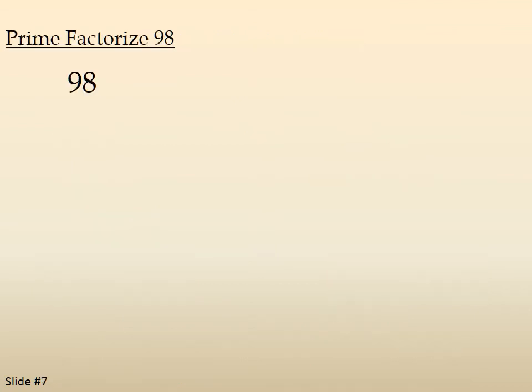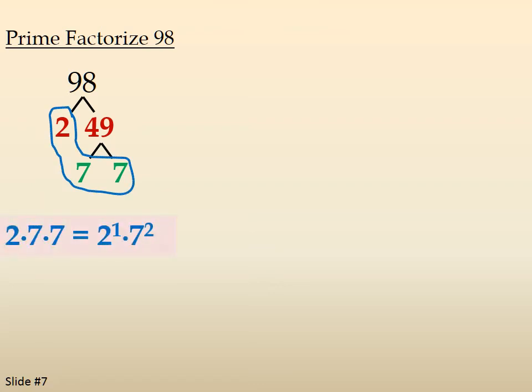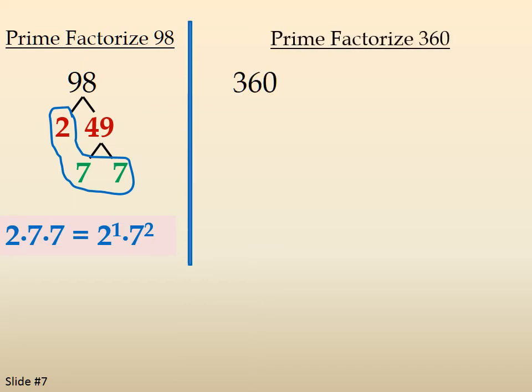Take a look at 98. Well, I can say, well, 98 is even, so I'll divide by a 2, so it gives me 2 times 49. 49 is 7 times 7. Numbers at the end of the stems: 2 to the 1st times 7 squared. How about 360?